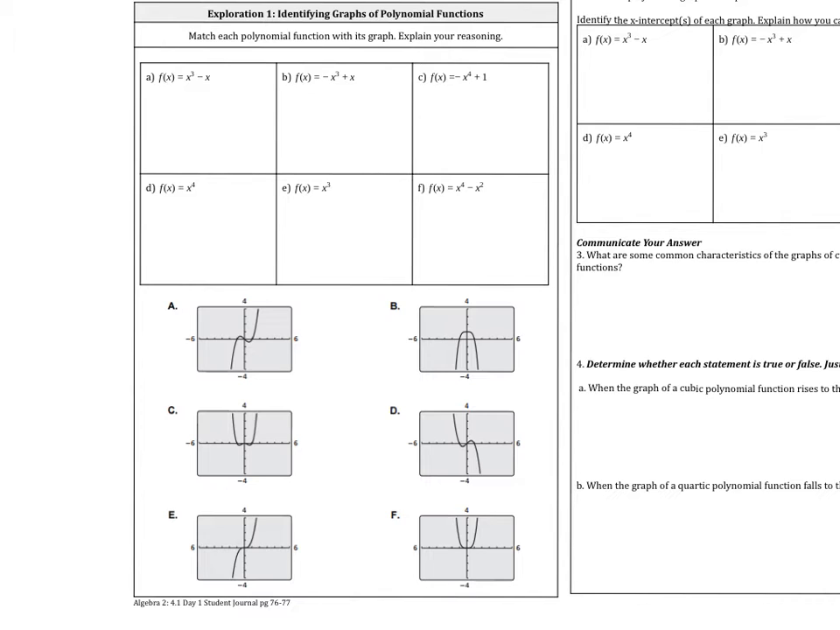The first function is f(x) equals x cubed minus x. To graph this, I'm going to use the Desmos calculator and match it with the graphs below. I will teach the Desmos calculator in a different video. When I graph this, it matches with graph letter A.